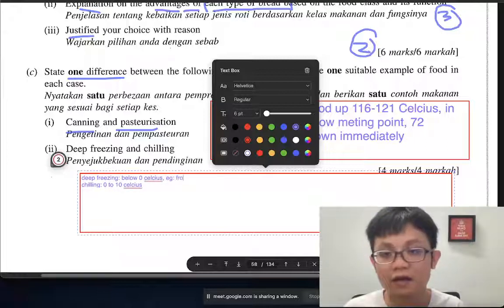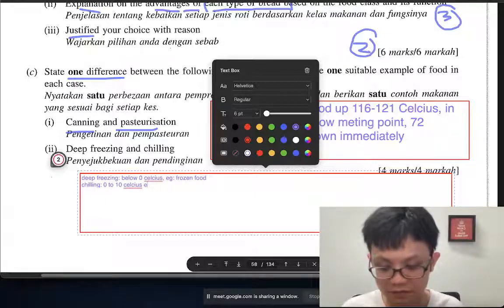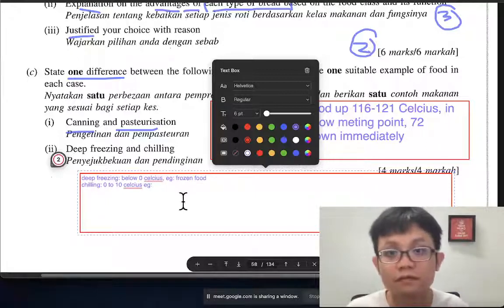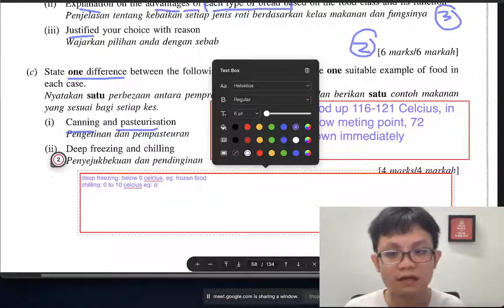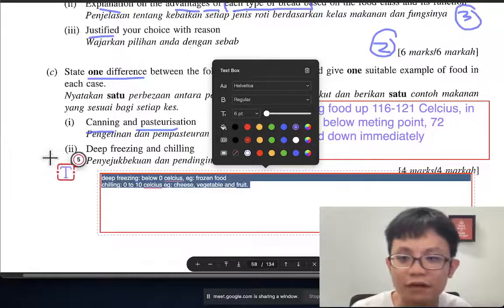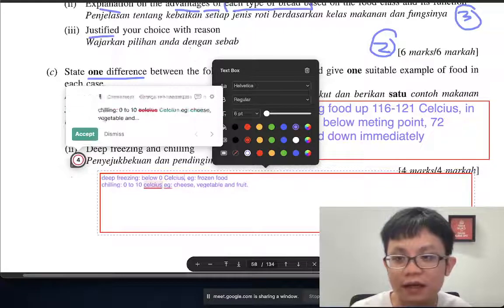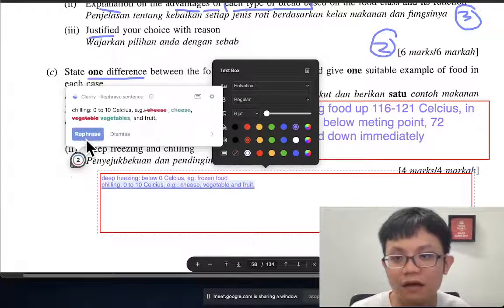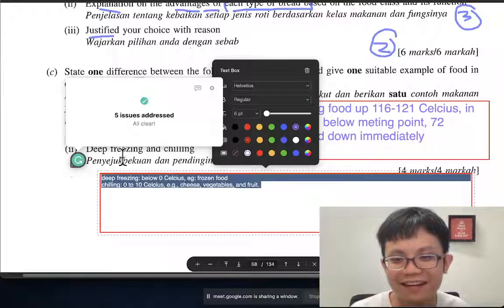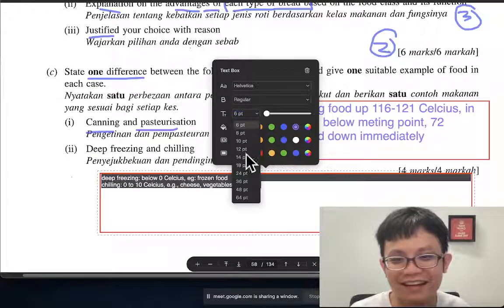How about chilling? Chilling is for things like cheese, maybe vegetables and fruit. Why can't vegetables be put in the freezer? Cannot. Why? Too cold. Yeah, you cannot.